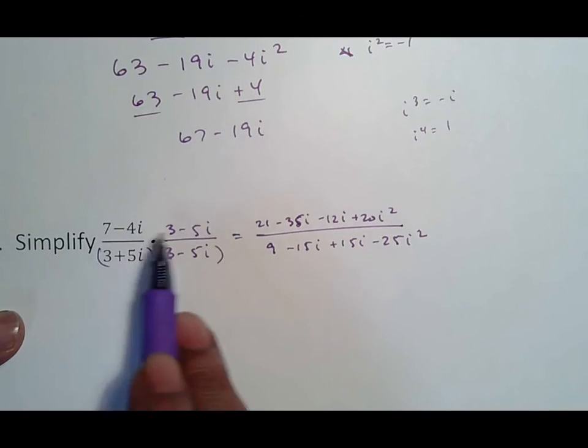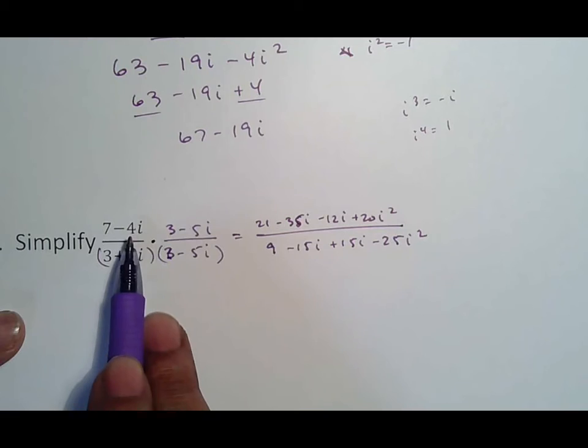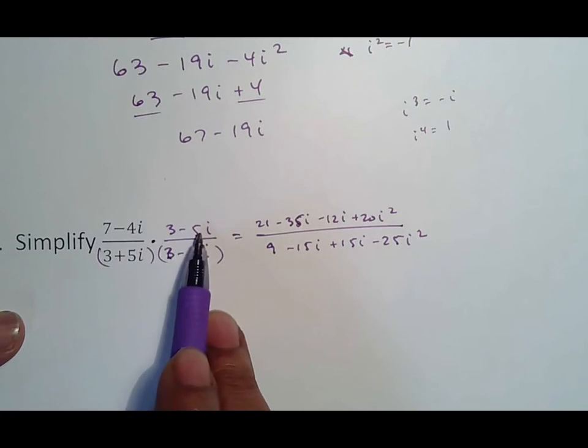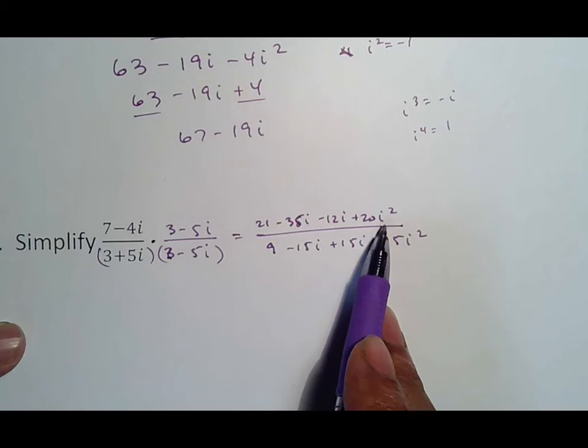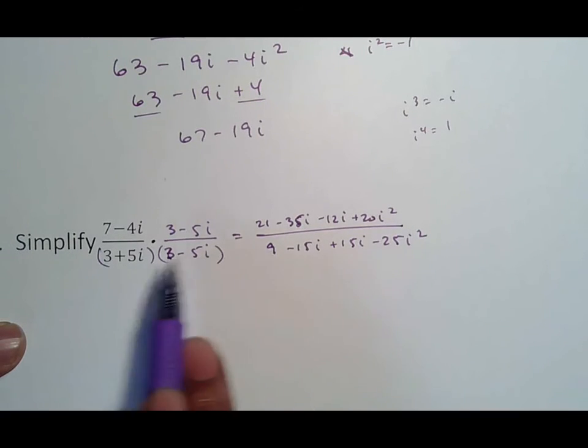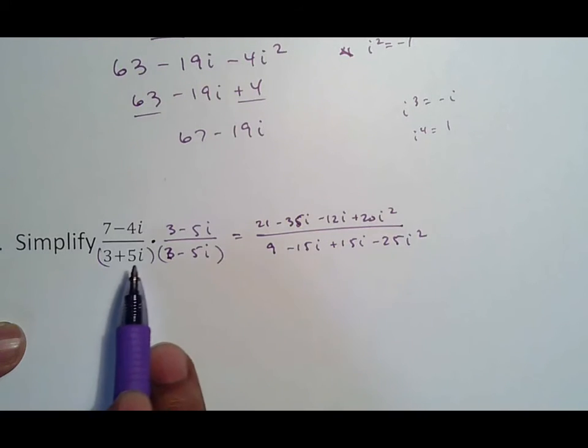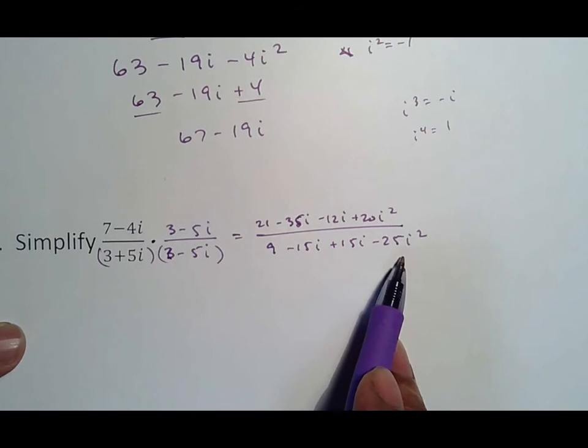7 times 3, 7 times negative 5 with an i on it, negative 4 times 3 with an i on it, negative 4i, negative 5i. So those match. 3 times 3, yes. 3 times negative 5i, yes. 5i times 3, yes. 5i, negative 5i, yes.